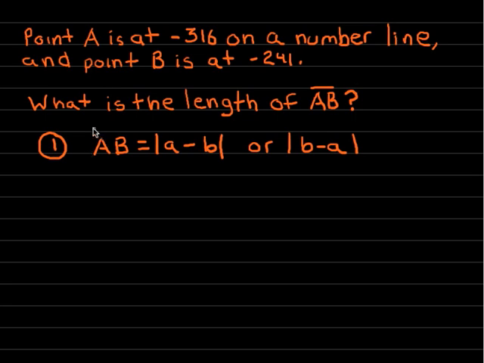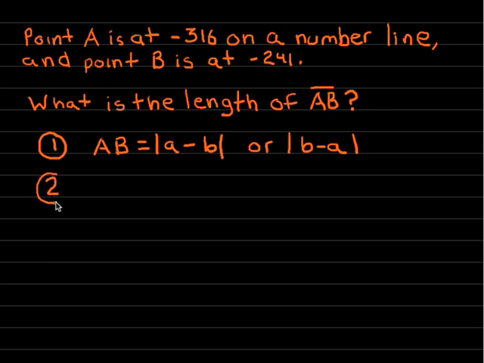So that's step one. Notice there's no bar over AB here because I'm not talking about the name of segment AB, but I'm talking about the length of segment AB. So whenever I write AB without the bar over it, that means the length of segment AB.